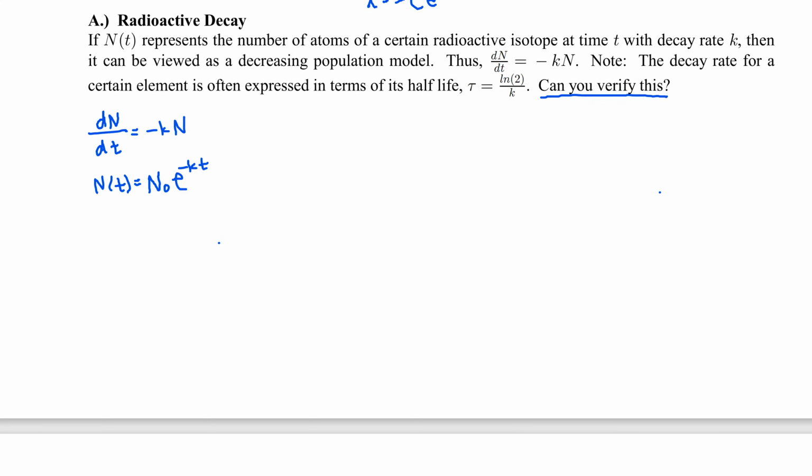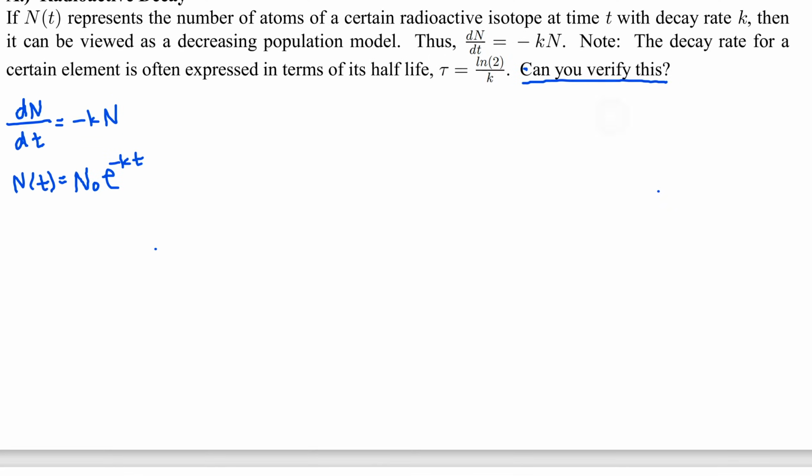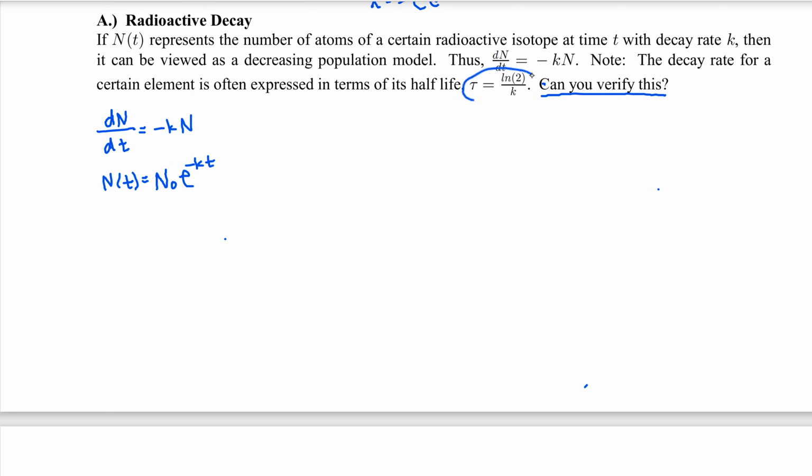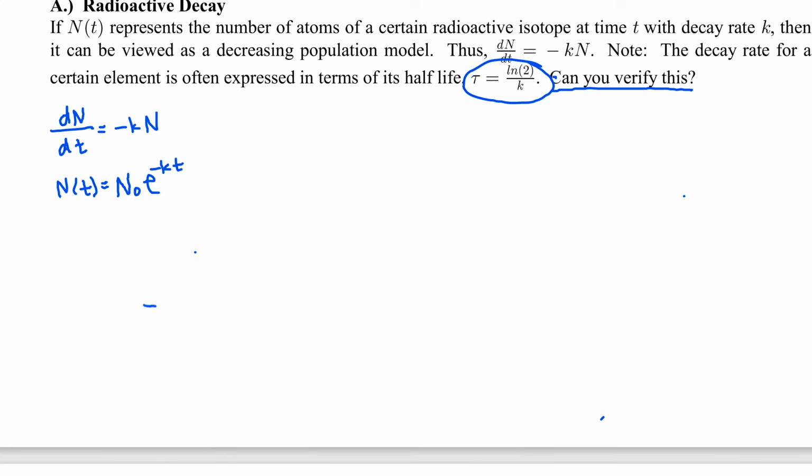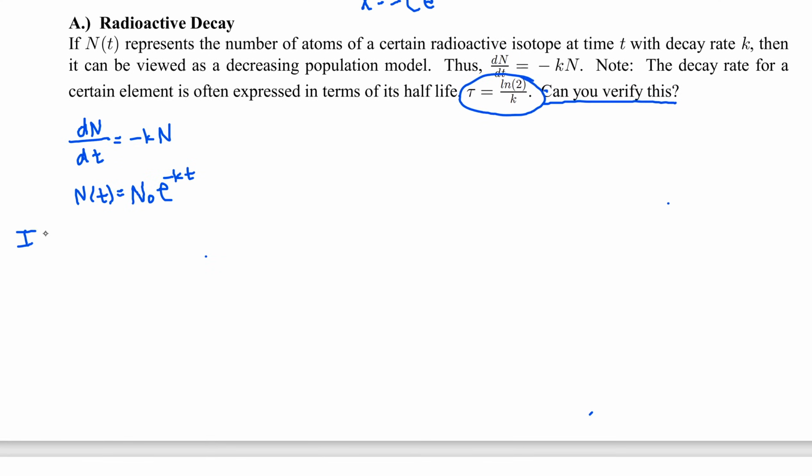So our goal is to verify that the half-life for this model is calculated as natural log of 2 divided by the decay rate k. So let's express this as an initial condition. Our initial condition we could write as N of the half-life. Remember, we decided to call that tau. N of tau is going to be exactly half of the original amount of the element that I started with.